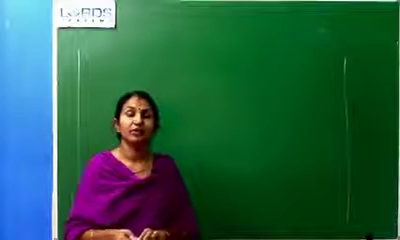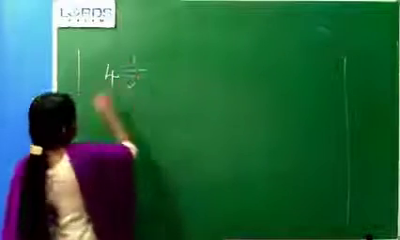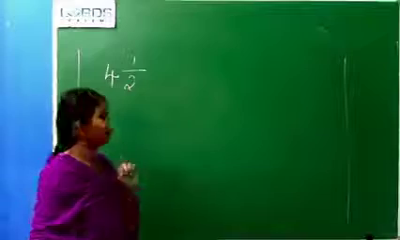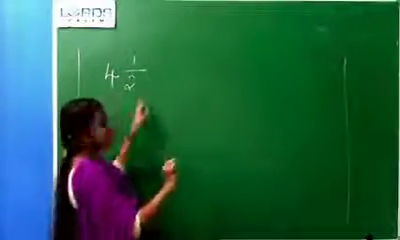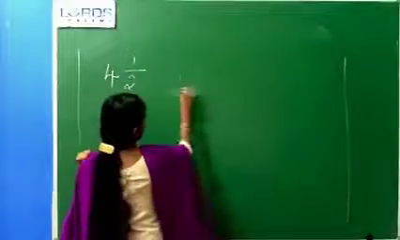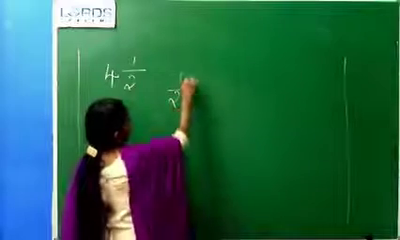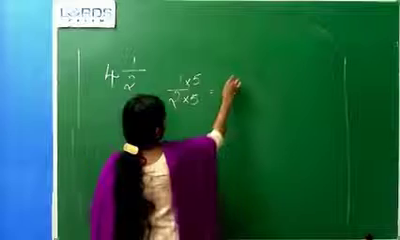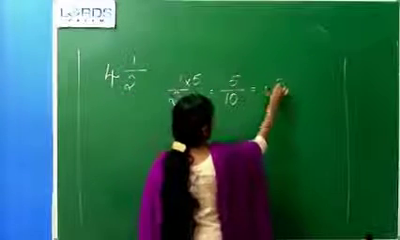Next one is, if it is a mixed fraction, how we can convert? 4, 1 by 2. 2 ways are there. So, easy one, we will go for first. So, 4 let it be there. Only the fraction form we will take. What is the fraction form? 1 by 2. Convert. Multiply by 5. 5 by 10, which is equal to 0.5.